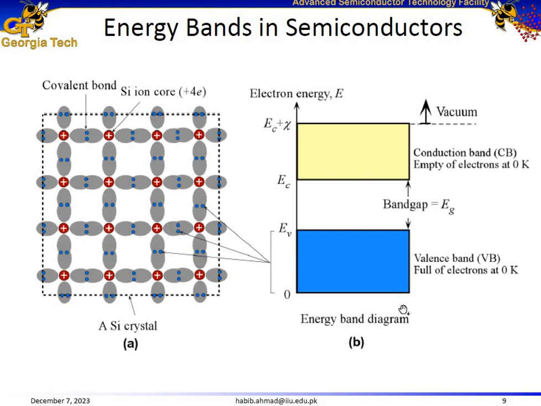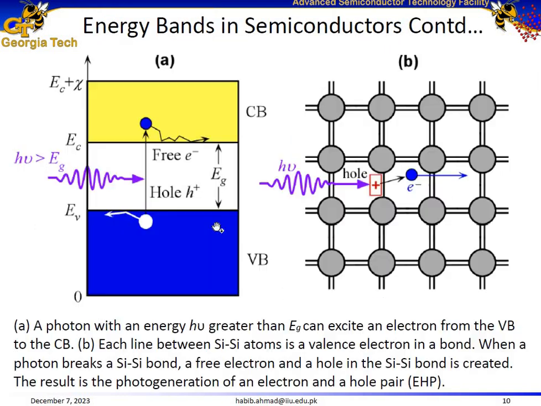And in terms of the energy band gap, we say that at absolute 0 Kelvin, the valence band is actually full of electrons, and the conduction band is actually empty of electrons. In other words, we can say that we don't have free carriers, we don't have free electrons moving around inside the semiconductor at absolute 0 Kelvin.